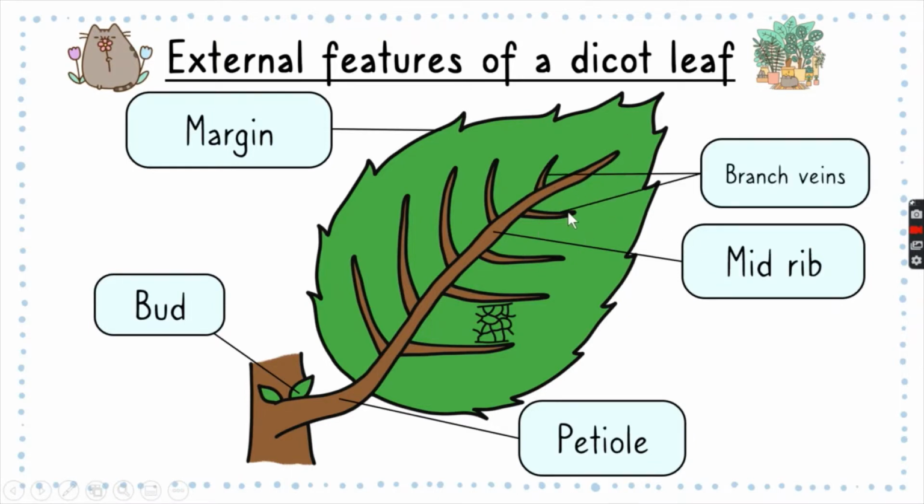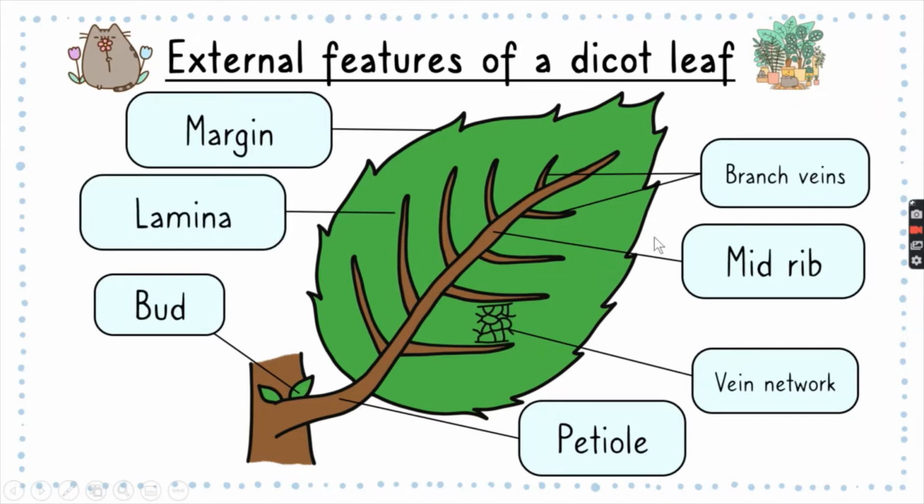And the midrib branches out into branch veins. And also they have these little vein networks. There are even smaller branches. And the whole leaf right here, the surface area of the leaf, is what we call the lamina.